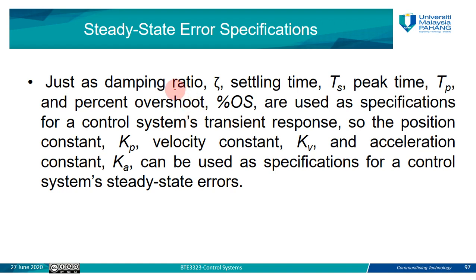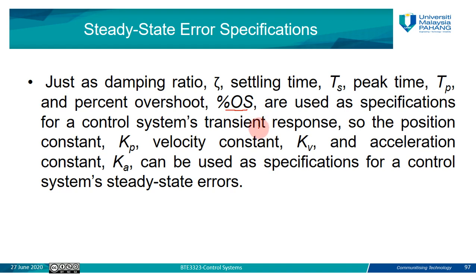Okay, now the steady state error specifications. Actually, when we talk about the transient response, we highlight some of the parameters or performance metrics that we use to analyze the system performance in terms of transient response. For example, we talk about the damping ratio and the settling time, the peak time, and also the overshoot. This is for the second order system. And we say these specifications are used in the control system for the transient response.